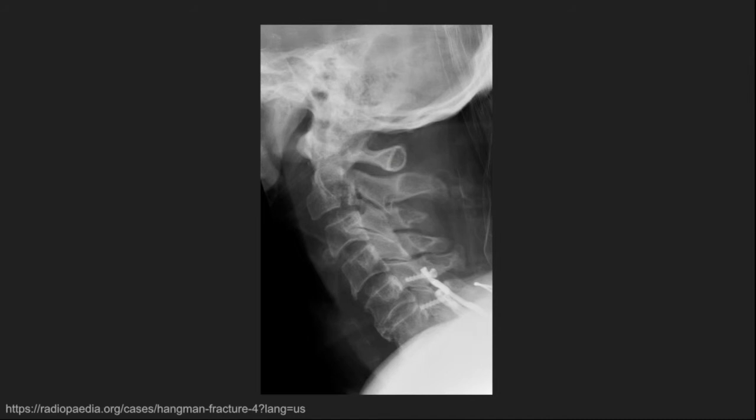Here we see an example of disruption of the cortical outline of C2. The cortex is disrupted where we expect to see the pedicles. This is an example of the hangman's fracture, a bilateral break of the pedicles at the level of C2.